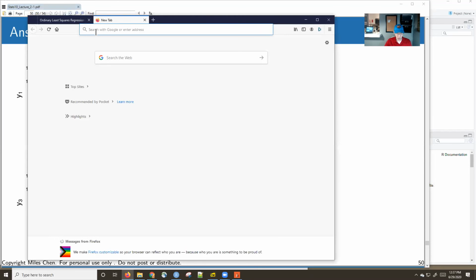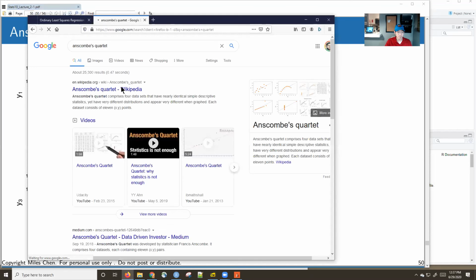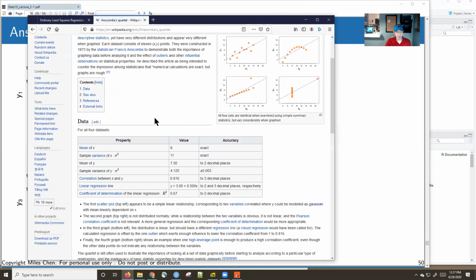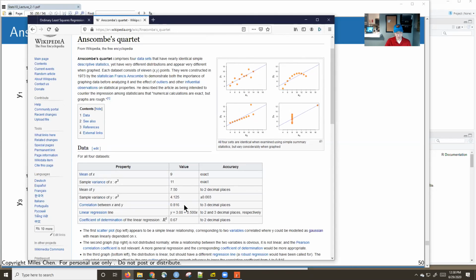Let's go on Wikipedia. Okay, so all 4 data sets have the same correlation of 0.816. They all have the same linear regression line. The intercept is 3 and the slope is 0.5. And they also all have the same standard deviations and means for x and y. So it's a rather remarkable feat that he engineered this, and so they all have the same correlation and they all have the same linear regression line.